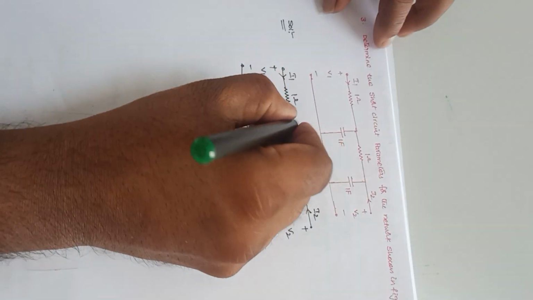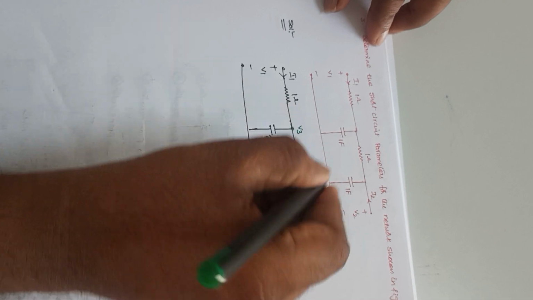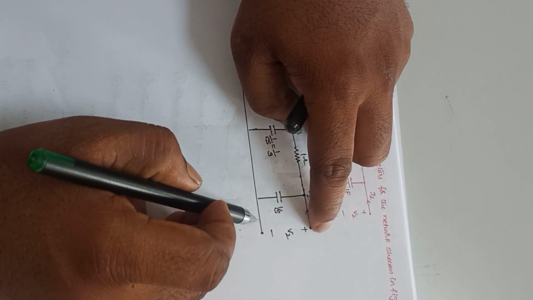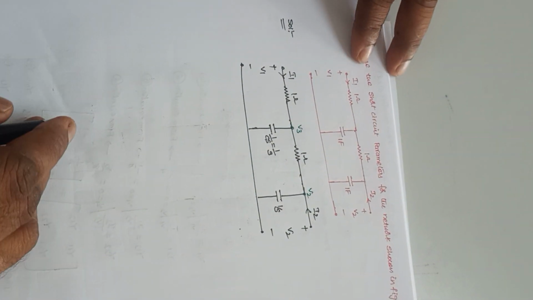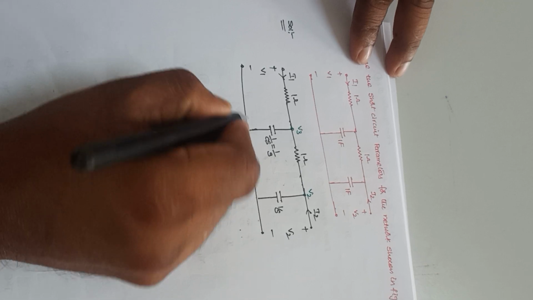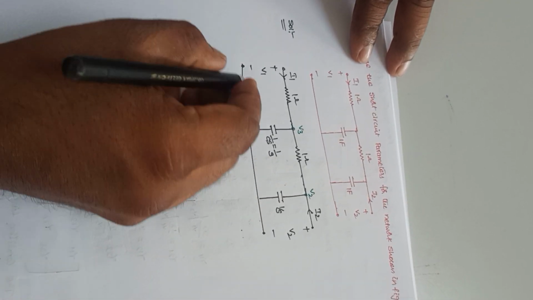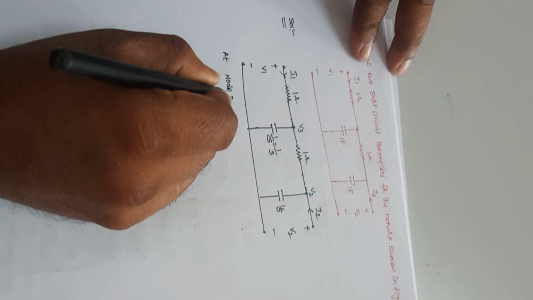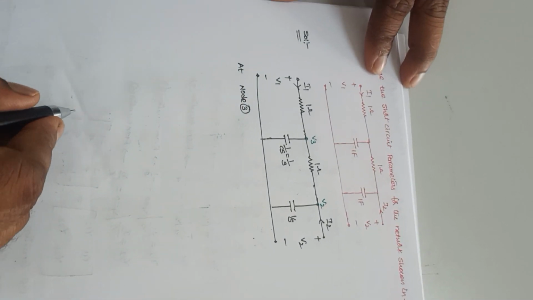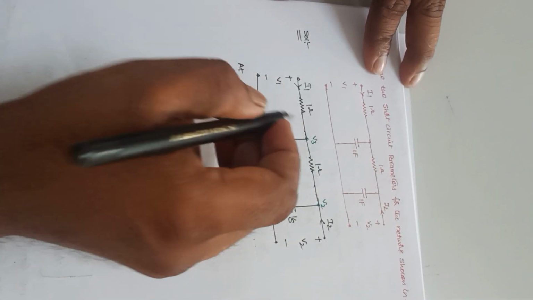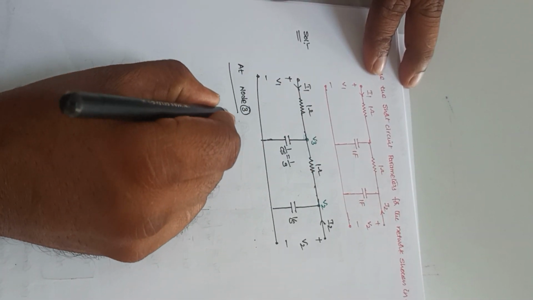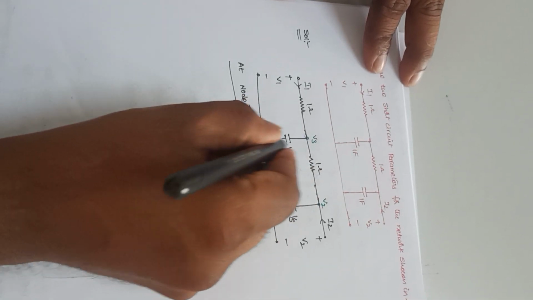and let us assume the voltage at this point as V3. This voltage and this voltage are both the same here, so it is V2. Now use the same procedure here at node 3. At node 3, apply KCL or nodal analysis. So this current I1 is equal to this current plus this current.